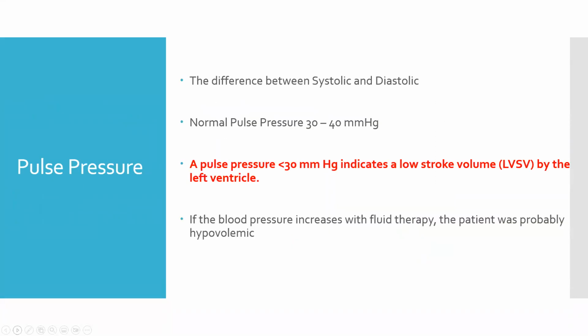Pulse pressure is the difference between systolic and diastolic. Normal pulse pressure is about 30 to 40 torr. A pulse pressure less than 30 torr suggests a low stroke volume, or, again, low pumping by the left side of the heart, the left ventricle. If blood pressure increases with fluid therapy, the patient is probably hypovolemic, so they're fluid responsive. You'll see they may give a fluid bolus in order to help make that determination. Did the patient respond to it?